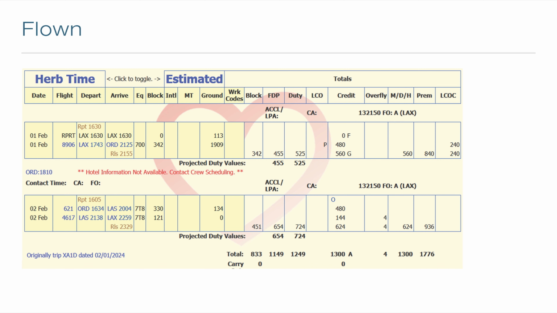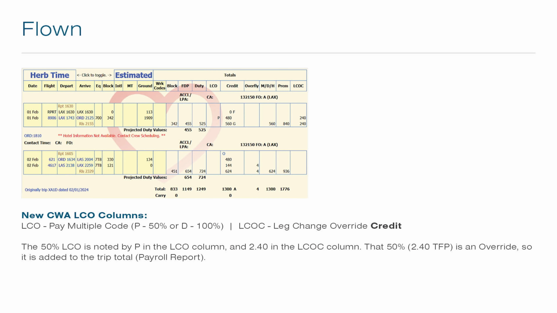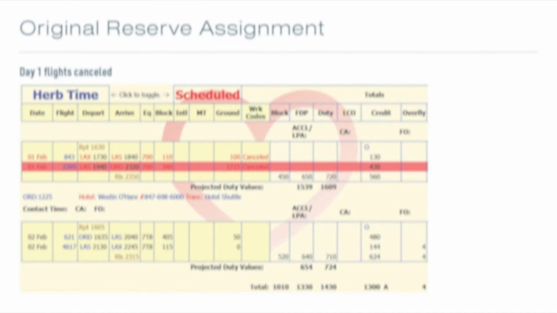We would like to provide you with a quick update on leg change override, or LCO, now that it's been implemented. Your pairing display now has two new columns: LCO and LCOC, which is short for LCO credit. Your LCO column will display either a P for a 50% override or a D for a 100% override. The applicable trip for pay value will display in the LCOC column. So let's walk through a few examples of how that all looks.